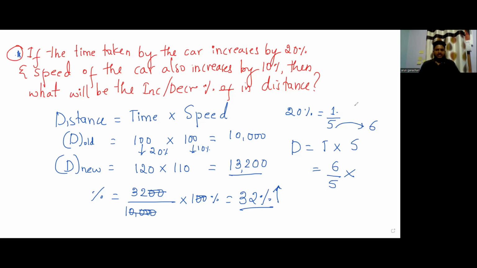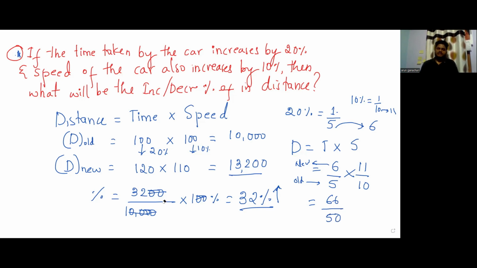And speed is also increased by 10%. What is 10%? 1 by 10. That means 10 is becoming 11. So what is the fraction now? 11 by 10. Whatever is the denominator, that is your old. Whatever is the numerator, that is your new. Understanding what we are doing here? Can I write this multiplication as 6 into 11, which is 66, divided by 50?